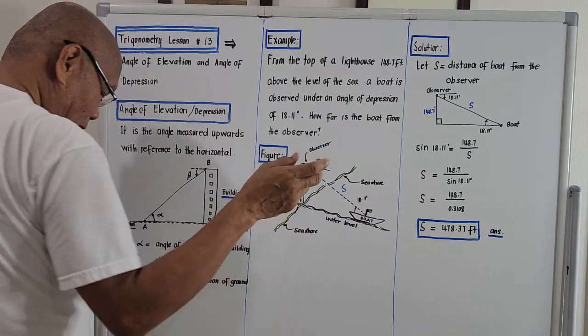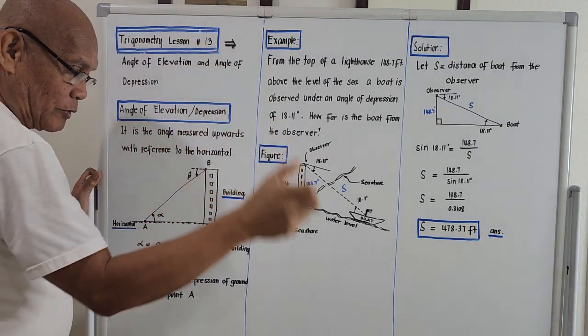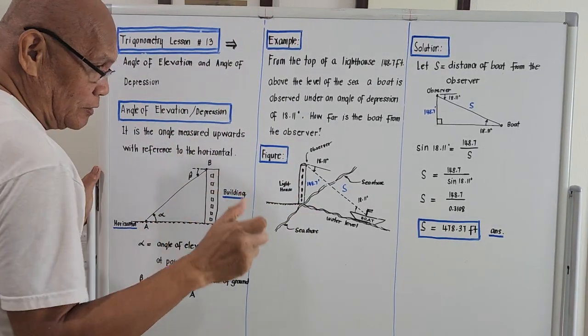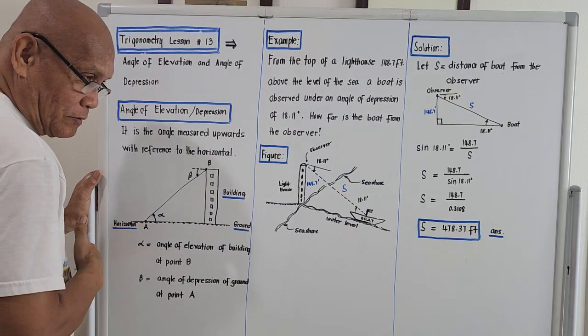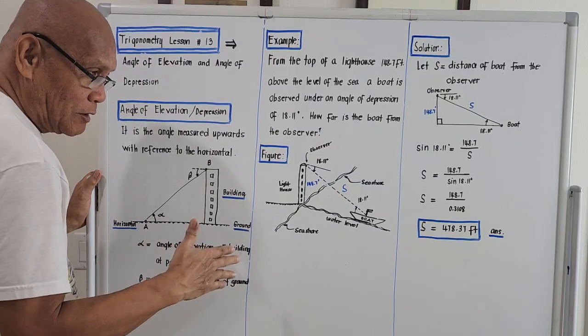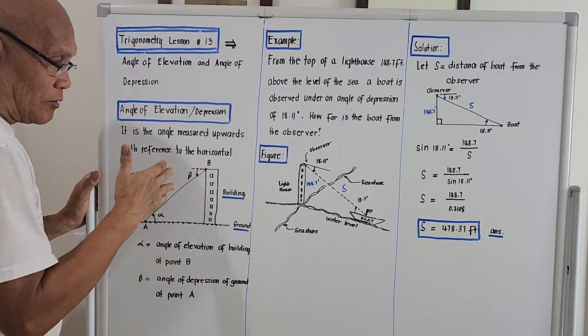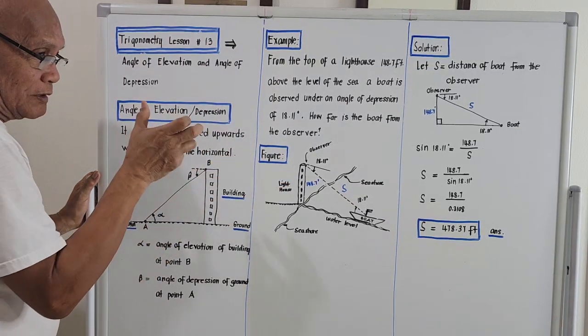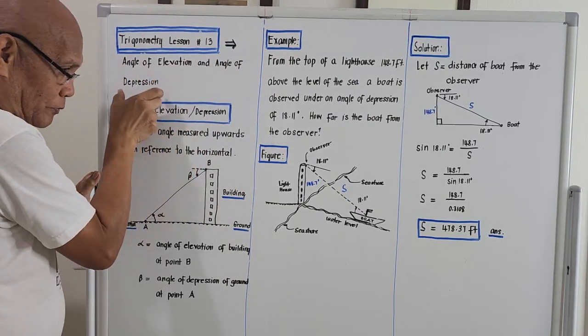Subject matter for tonight, trigonometry, lesson number 13. We are running smooth. We are gradually going up the stair of trigonometry. The title for tonight will be Angle of Elevation and Angle of Depression.